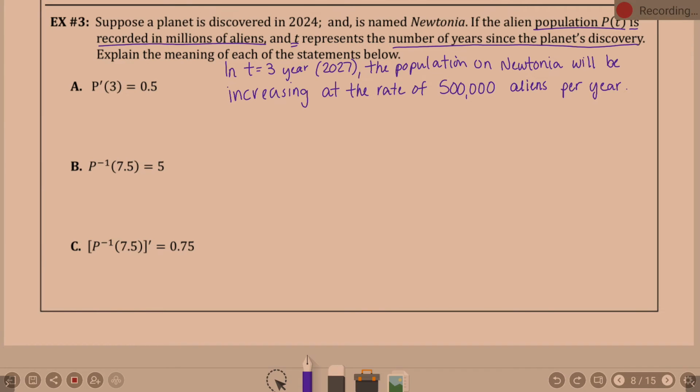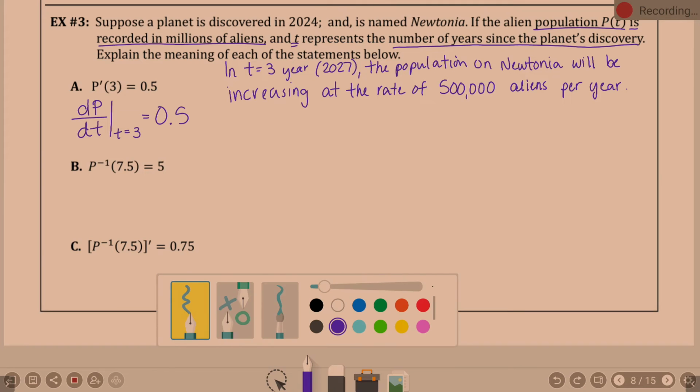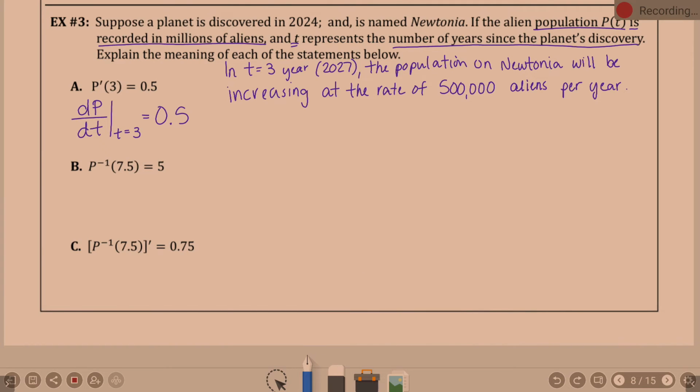Next one. With this one, P prime of 3 could also be written as dP, the change in population, over the change in time, right? Evaluated at t equals 3 is equal to 0.5. That's not something they asked us to do, but that is your equivalent statement there. Okay? B. After 5 years, there are 7.5 million.